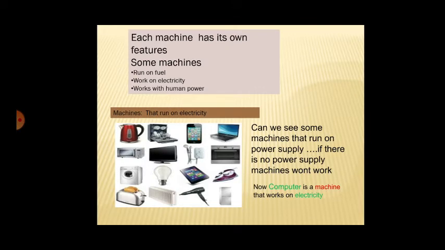Now let us see the machines that run on electricity. Can we see some machines that run on the power supply? Yes, if there is no power supply, the machines won't work. Now, computer is a machine that works on electricity. You can find some other devices also, machines that run on electricity. Electricity is nothing but the power.